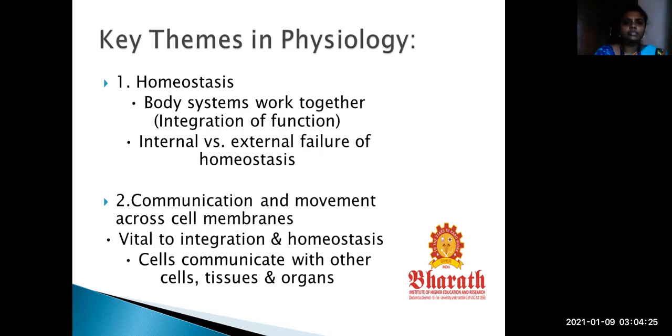And the second key theme is communication and movement across the cell. If the internal environment is not working properly, it needs to communicate with the external environment, right? So how is that done? That is the second key thing. It is vital to integration and to most processes. Cells communicate with other cells, tissues and organs, so they interact with other organs or tissues to maintain homeostasis, right?